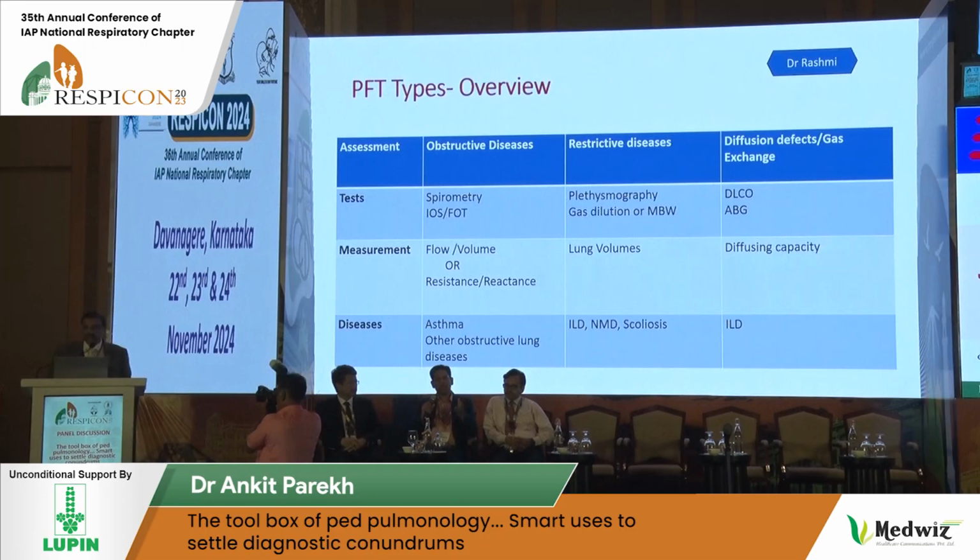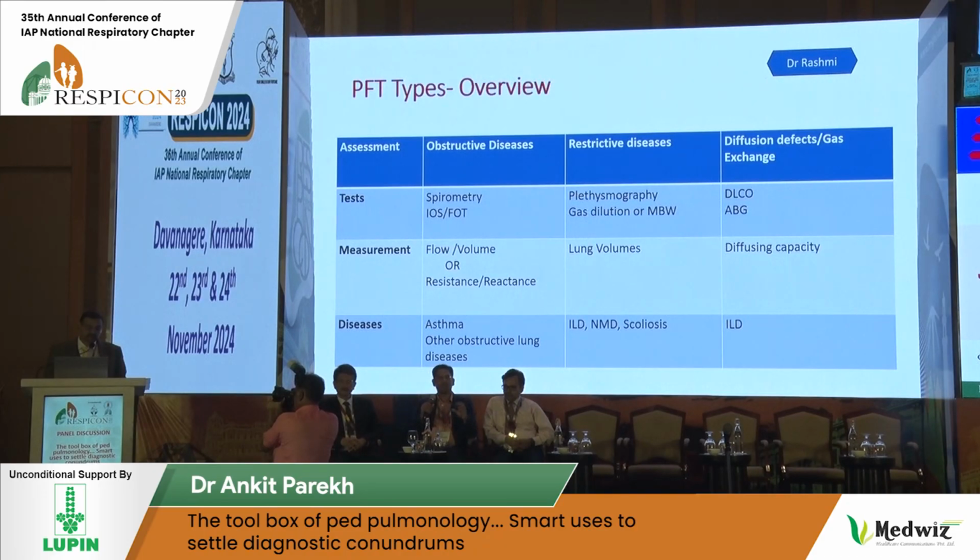Okay? Suppose spirometry is normal and you are strongly suspecting asthma. So if the facility is available, you can employ this forced oscillation techniques or impulse oscillometry. So there are so many talks in this conference regarding these newer techniques. So that measures the reactance and the resistance of the airways. So in asthma, your spirometry sometimes may be normal, but the IOS or FOT values will be definitely abnormal.